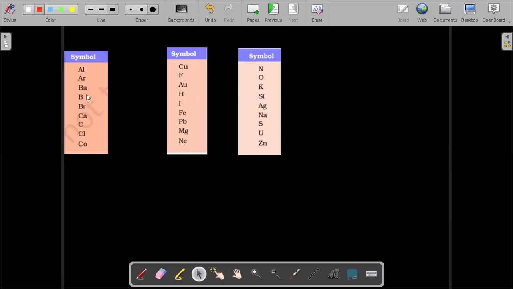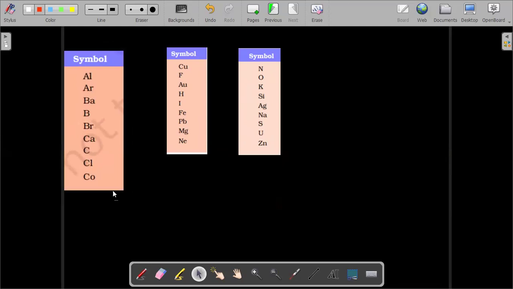Try to guess the name of the first element. Aluminium. The second one, argon. Third one is barium. The fourth one, boron. Just read it about two to three times. So this is aluminium, argon, barium, boron. Br is bromine. Ca is calcium. Cl is chlorine. Co is cobalt.